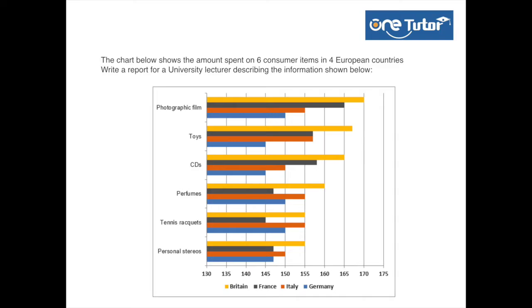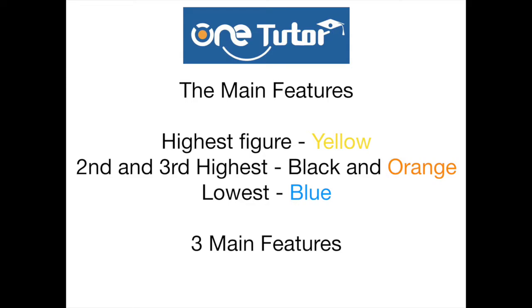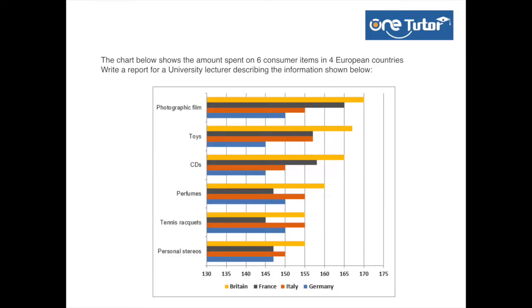So in this question, it looks like we've got 3 main features. So you could have 4 main features. That would mean each country is a different feature, which doesn't really organize the answer very well. So it kind of makes more sense to have the yellow on its own, because that is the highest. And the second and third do swap places generally throughout the question, and the blue is almost always the lowest. So that's how to organize a general picture, not specifics.